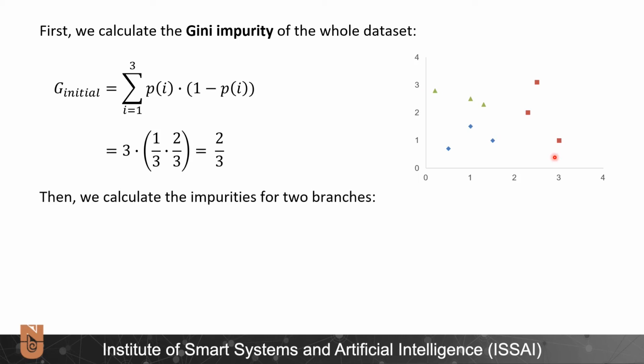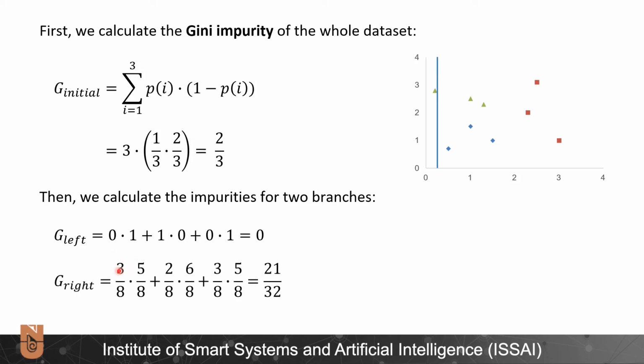Then we calculate the impurities for the 2 branches. On the left side, we will have a Gini impurity of 0 because we have only one class. And on the right side, we will have 3 over 8, which is the probability of blue classes, 3 points out of 8 points, multiplied by 5 over 8, which is 1 minus 3 over 8, plus 2 over 8, which is the probability of green points, 2 points out of 8, multiplied by 6 over 8, plus 3 over 8, which is the probability of red classes, multiplied by 5 over 8. And as a result, we have 21 over 32.